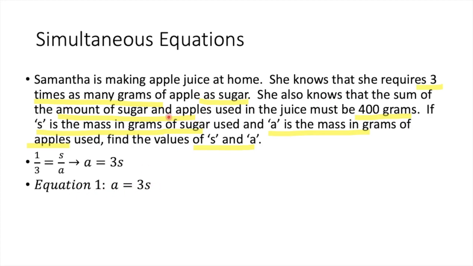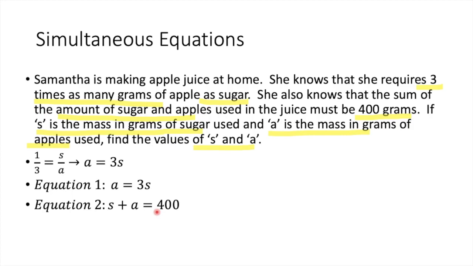Next, the question states that the sum of the amount of sugar and apples used in the juice must be 400 grams. So the sum of the amount of sugar and apples can be represented by S plus A, and on the right hand side we get 400. So that's our second equation: S plus A is equal to 400. So now we have two equations and two variables.